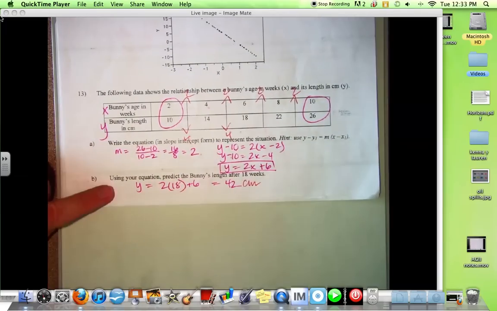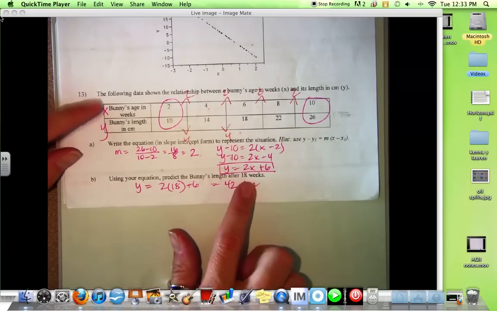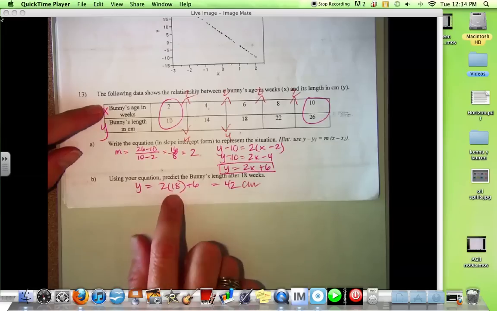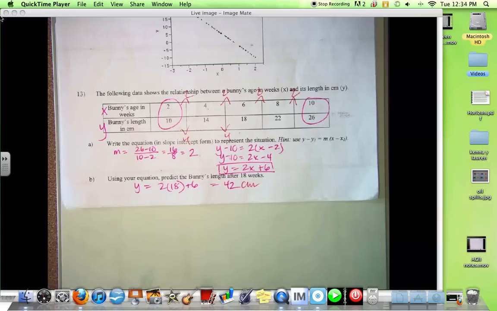B asks you to use your equation and predict the bunny's length after 18 weeks. So you're predicting length, which is a y value, and you're given the time, which is 18. So the 18 goes in for the x. 2 times 18 plus 6 equals 42 centimeters.